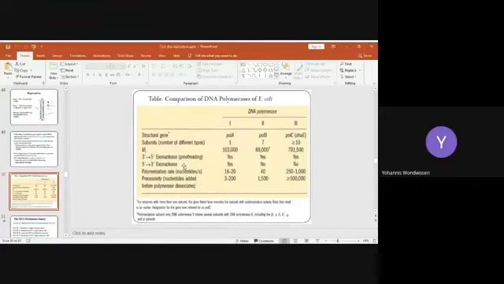When we see the polymerization rate, DNA polymerase 1 can polymerize 16 to 20 nucleotides per second. DNA polymerase 2 can polymerize 40 nucleotides per second. However, DNA polymerase 3 can polymerize 250 up to 1000 nucleotides per second. That's why we are saying DNA polymerase 3 is the major polymerizing enzyme type.